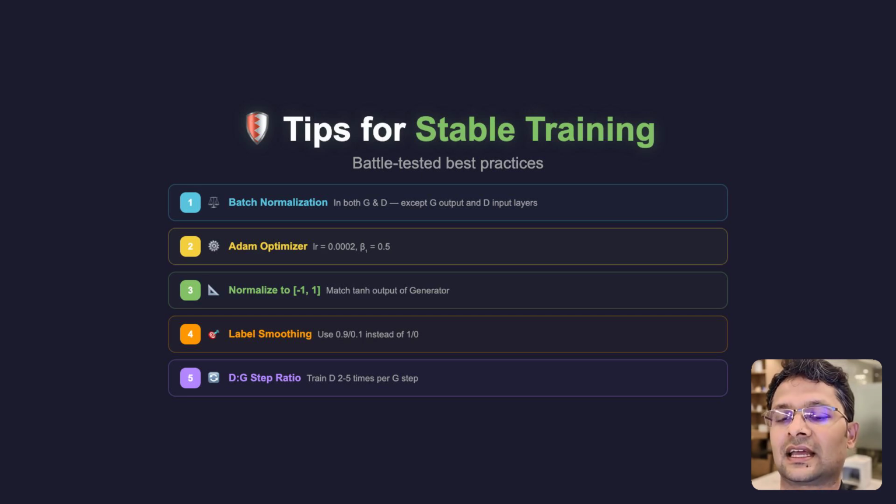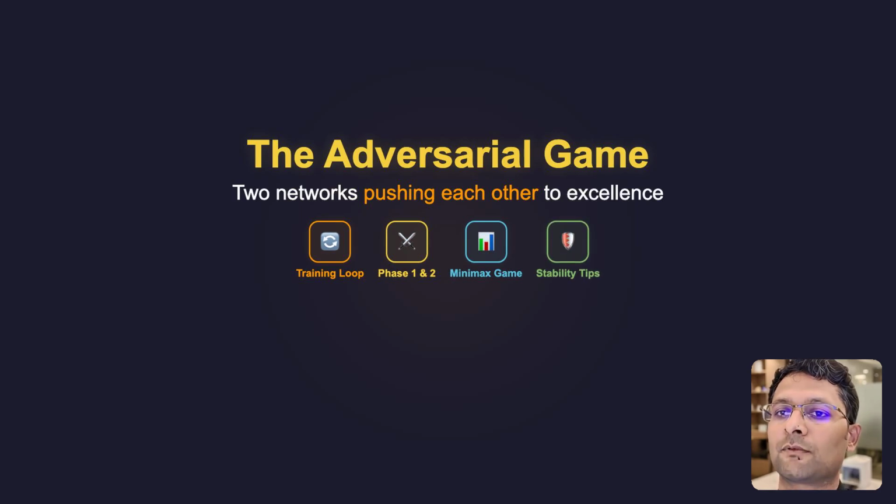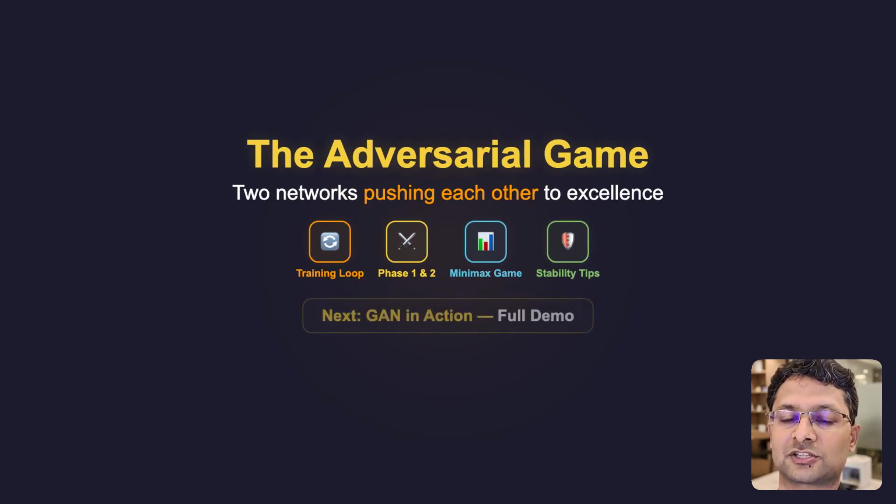So that's GAN training, an adversarial game where two networks push each other to excellence. In our final video, we'll see the full GAN in action, generating images from scratch step by step.